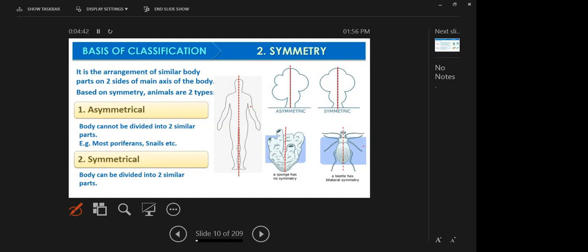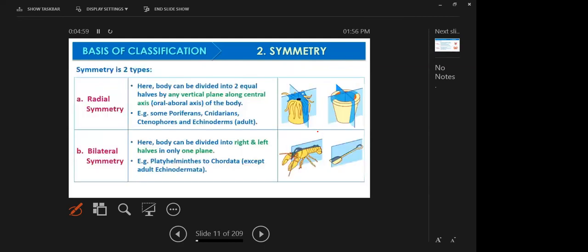Symmetry means you can cut into two equal halves. Passing through one side means bilateral, and through any side is radial. So asymmetry, symmetry. Under symmetry, you have bilateral and radial. Your body is bilaterally symmetrical. Here, passing through any plane, whenever the body is circular, you get two equal halves. Okay, so this is bilateral: the body can be divided into right and left in only one plane. Almost all the organisms are bilateral.